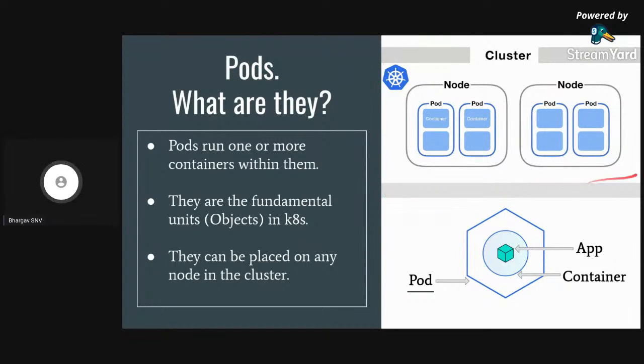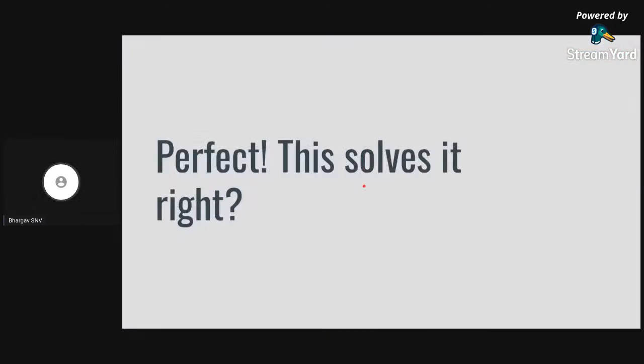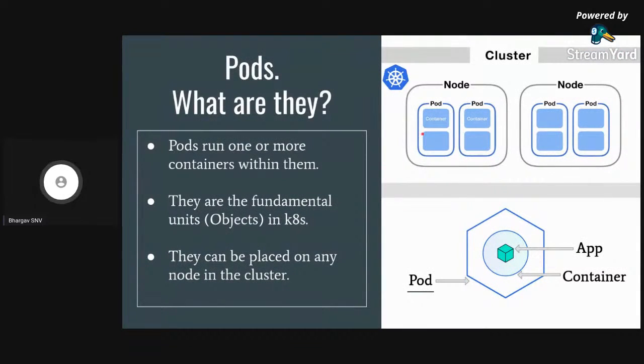If you look at this cluster image right here, it represents a cluster. A cluster is essentially a bunch of computers running together. And on each of these computers, you can deploy these things called pods. A pod essentially has containers running within it. That's it. That's all there is to it. You can have one or more containers in a pod.